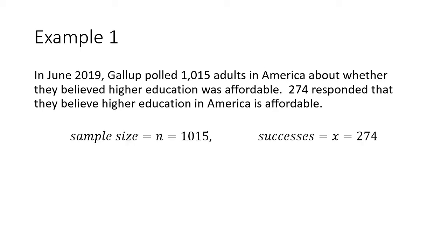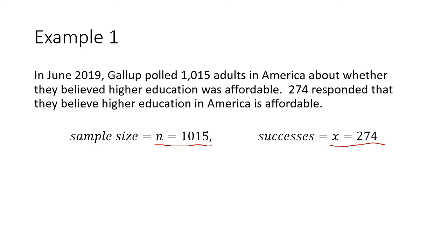So it's always a good idea with any type of example to, again, take that paragraph of information and try to summarize it into just a few important numbers and kind of denote our variables. So if they polled 1,015 Americans, well, that's my sample size. My sample size N is 1,015. We know that 274 responded that they do believe it's affordable. So we'll let that be our X, which stands for successes.